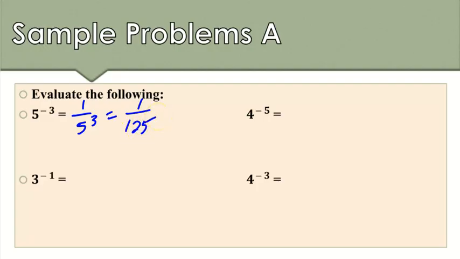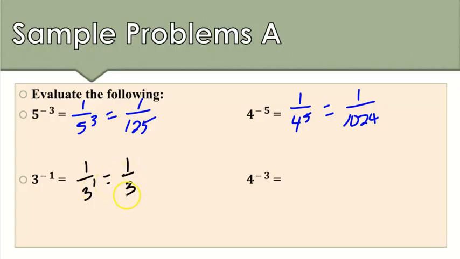Next, we got 4 to the negative fifth power. So the reciprocal would be 1 over 4, but to the positive 5 power. And this would be 1 over 1024. Next, here we got 3 to the negative first power. The reciprocal of 3 is 1 over 3 to the first, which will give us 1/3. And then here, 4 to the negative third power would be 1 over 4 to the third. 4 to the third power is 64, so 1 over 64.